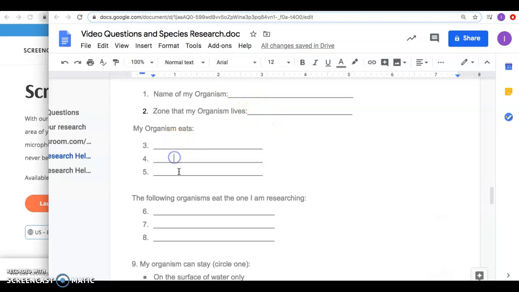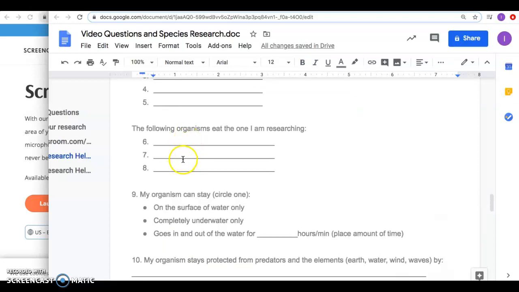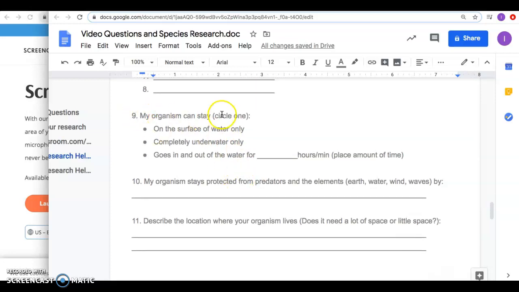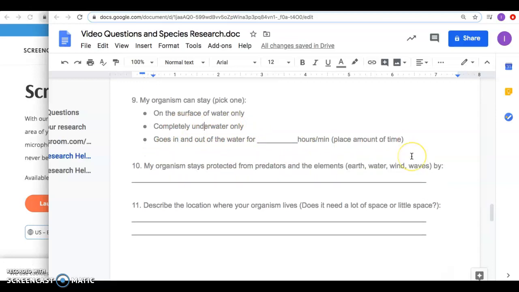Now tell me 3 things that it eats. Tell me 3 things that eat that hermit crab, okay? Where is its place in a food web or a food chain, okay? And then you can say, okay, my organism can stay on the surface of water only, completely underwater only, or goes in and out of the water for blank that amount of time, okay?